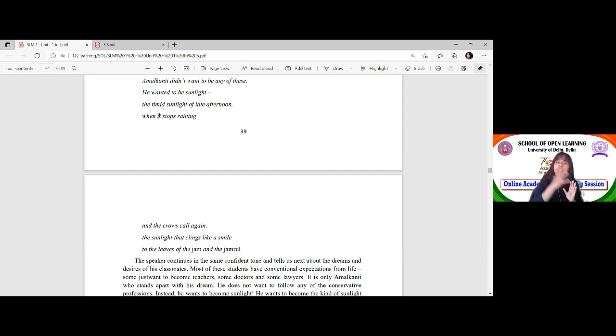He wanted to be that soft sunlight when the crows again start calling, when the sunlight is so pleasant and nice on the body. And you know, because after raining, all the leaves of the trees are wet. The sunlight, when it falls on those leaves, looks like it is clinging on to those leaves of the jam and the jamrul tree.